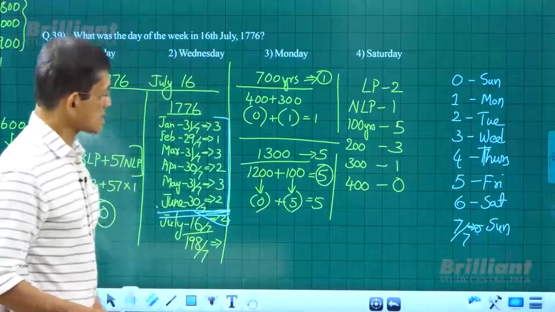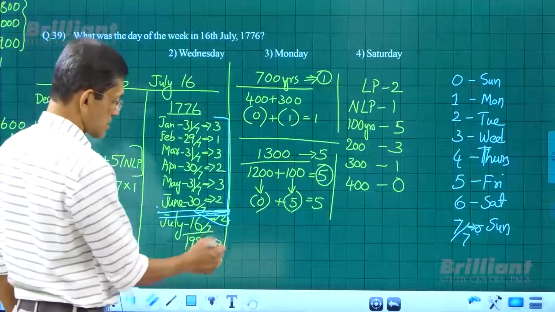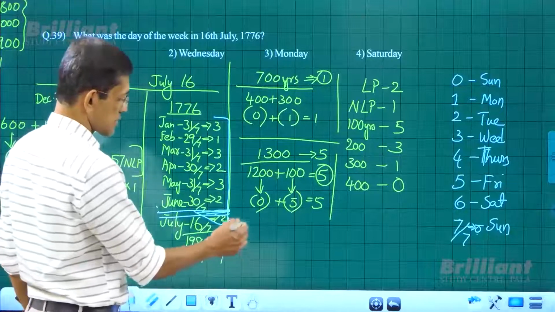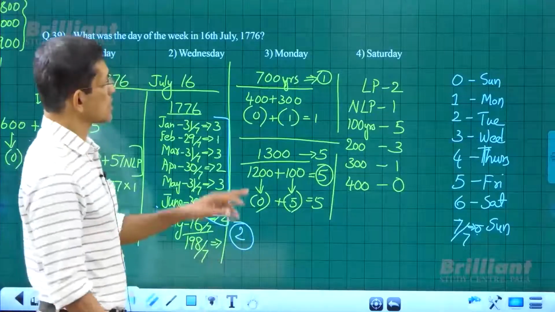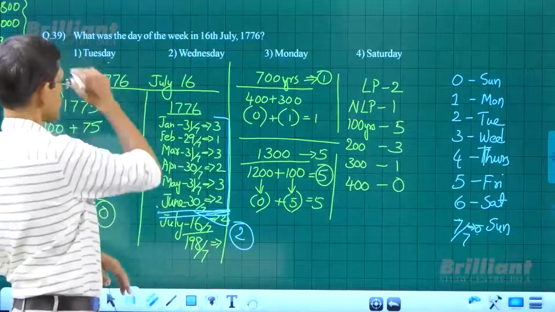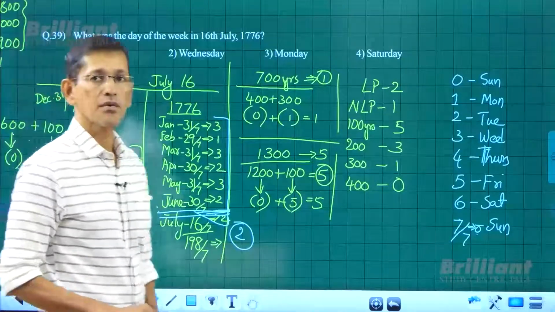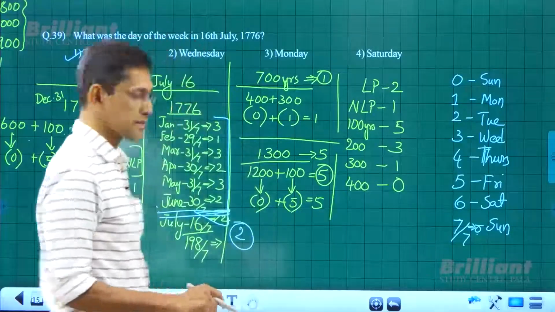So in that case, what you got here is not the total number of odd days. What you got is 2. So 2 means what? Tuesday. The answer is Tuesday. So that is how you find the answer for these kinds of questions.